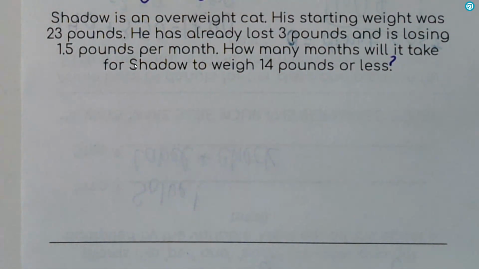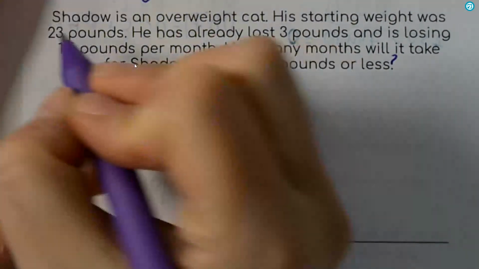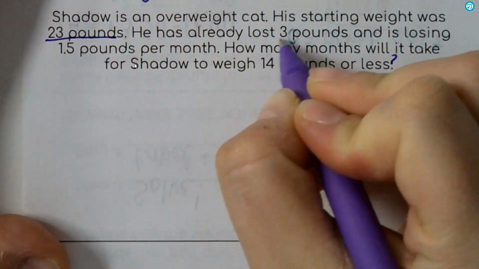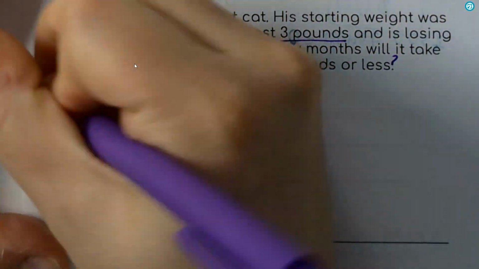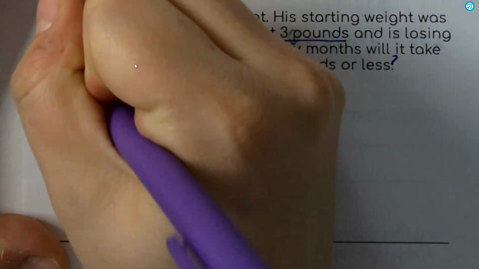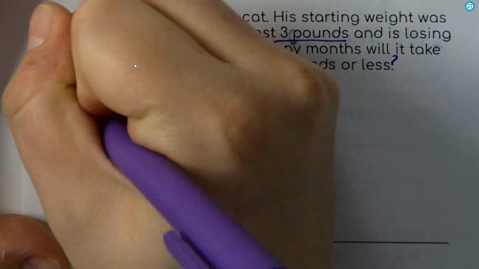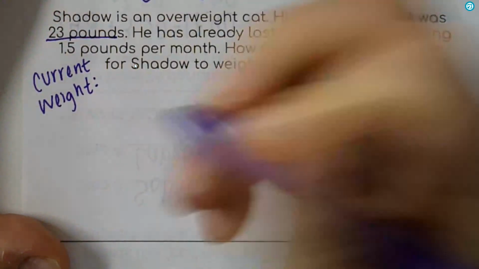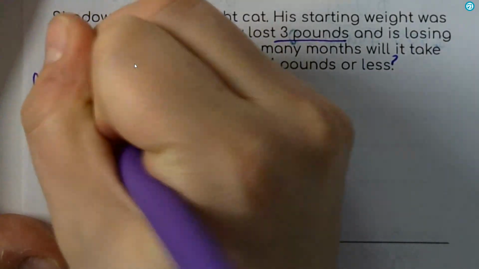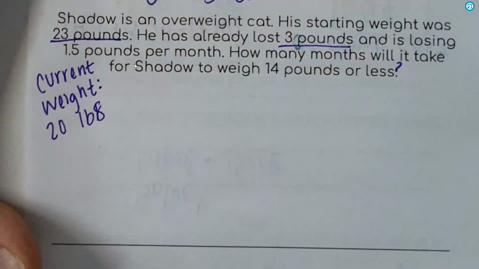All right, so we've got some more reading we have to do here. What is Shadow's current weight? 20 pounds. He's already lost 3 pounds. So we've got to use the fact that he was 23 pounds and has already lost 3 pounds. So put a little note to yourself that his current weight, his most recent weigh-in, was 20 pounds.